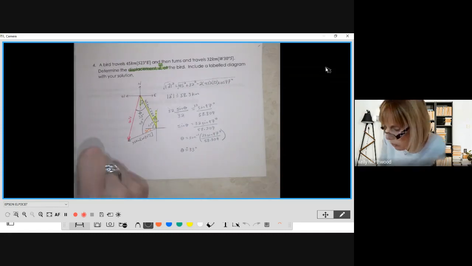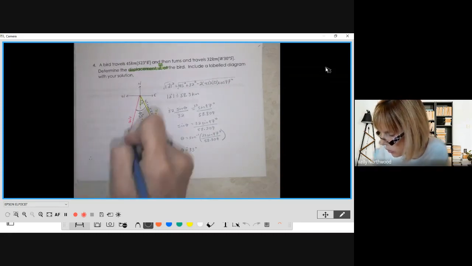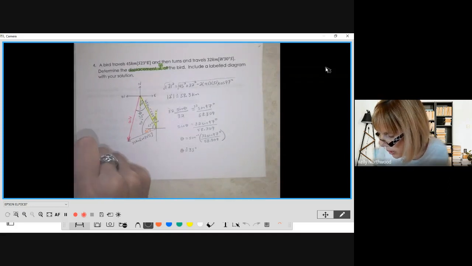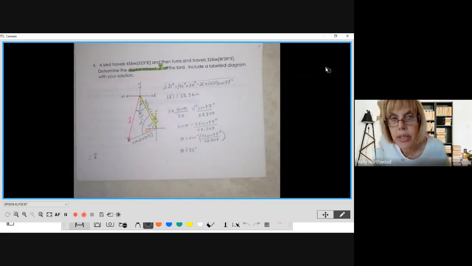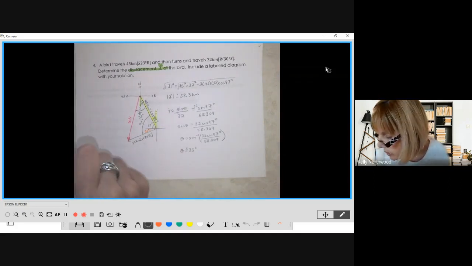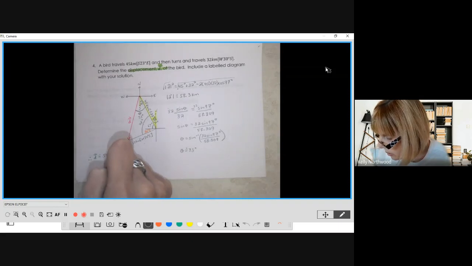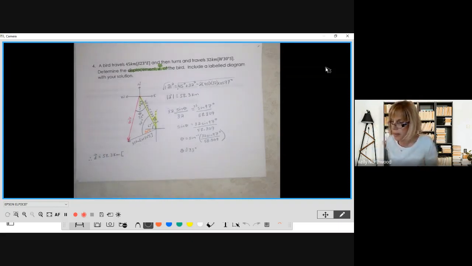So how does that help me determine the direction, the compass direction, north, south, east, west, for the displacement vector? I know its magnitude is 58.3 kilometers. Who knows what its direction would be?